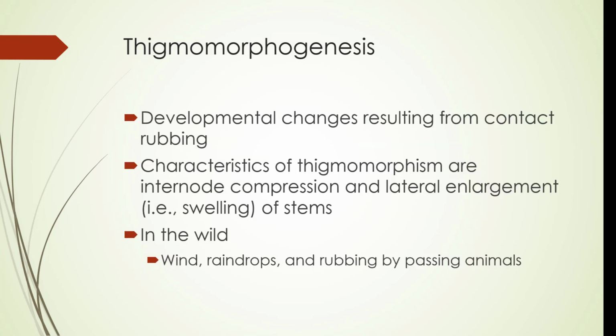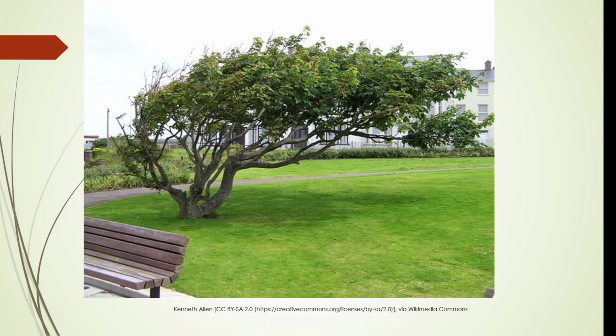Thigmomorphogenesis is the changes resulting from contact rubbing. And what happens is internode compression and lateral enlargement or swelling of stems. In the wild, it happens with wind, raindrops, and rubbing of passing animals. Here's what that looks like with the wind. I've posted a video from Cornell of trying to shorten tomato plants, make them more stocky with thigmomorphogenesis. I definitely recommend checking that out.